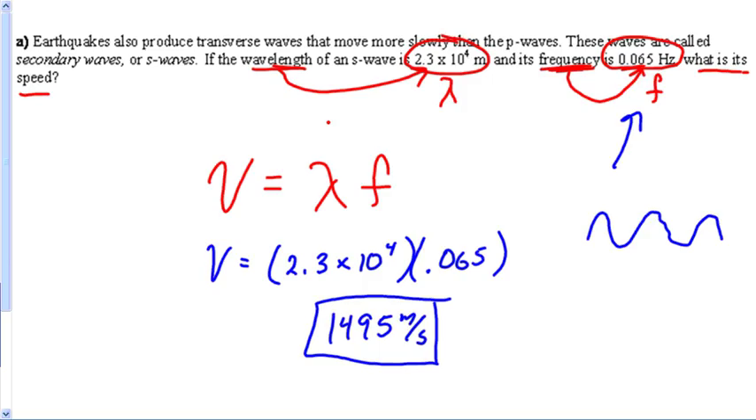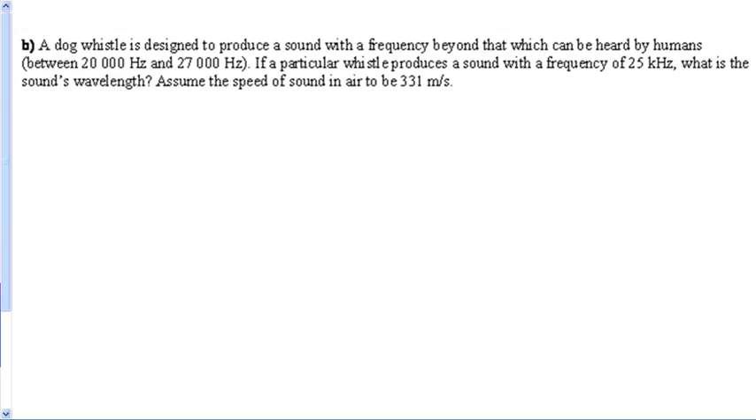Well, let's go on and see if we can do another example. Here's a question about a dog whistle. And it says that dog whistles produce sound somewhere in this range. And that's well above our hearing.